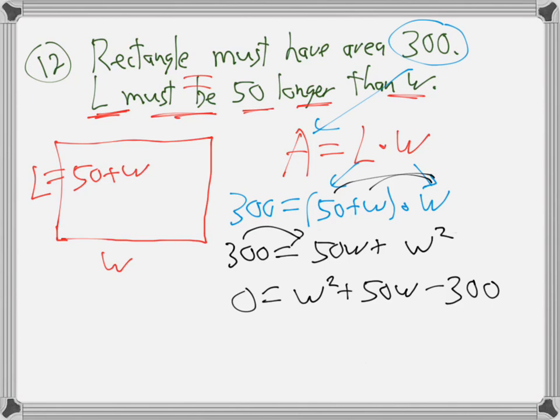Yeah, no, it doesn't factor. Throw it in the quad. You don't factor 50 times 6? Nope. Doesn't make the middle 50. So just throw it in the quad. So identify A, B, and C and throw it in the quad.